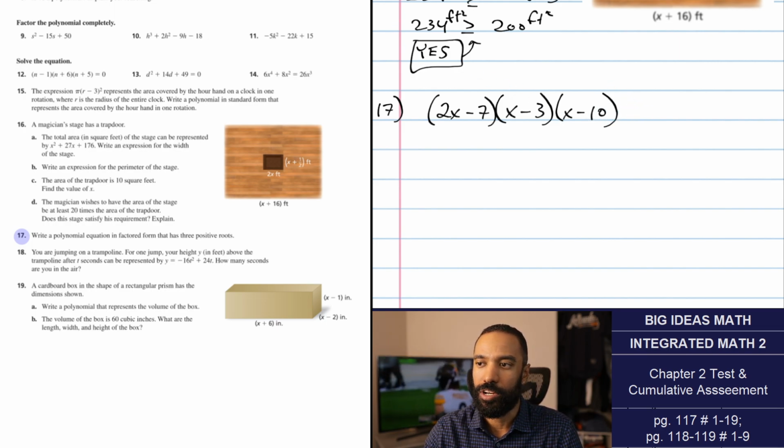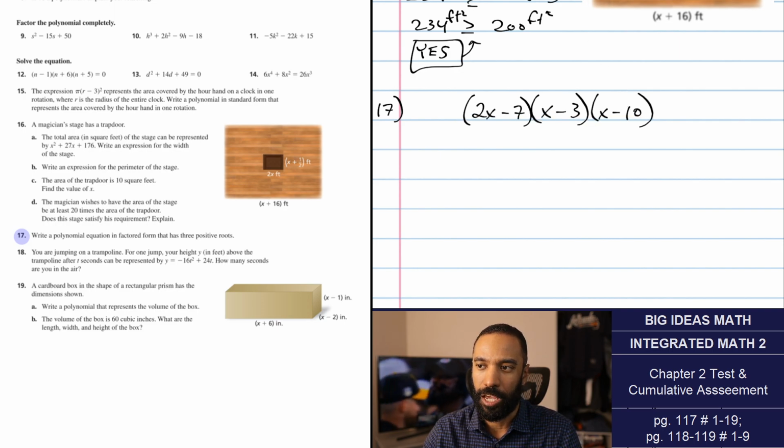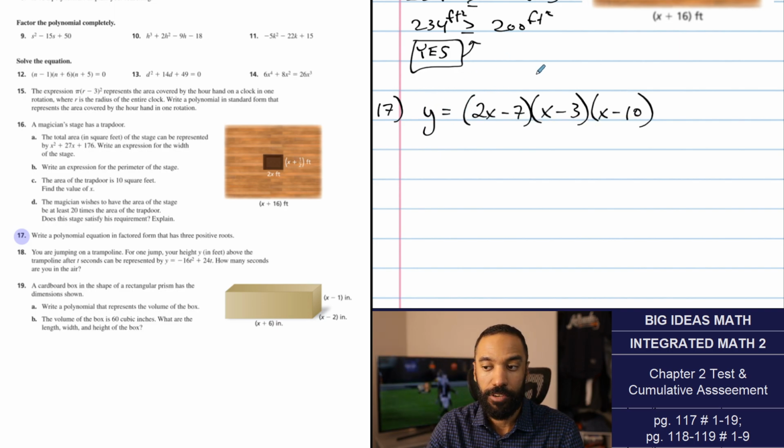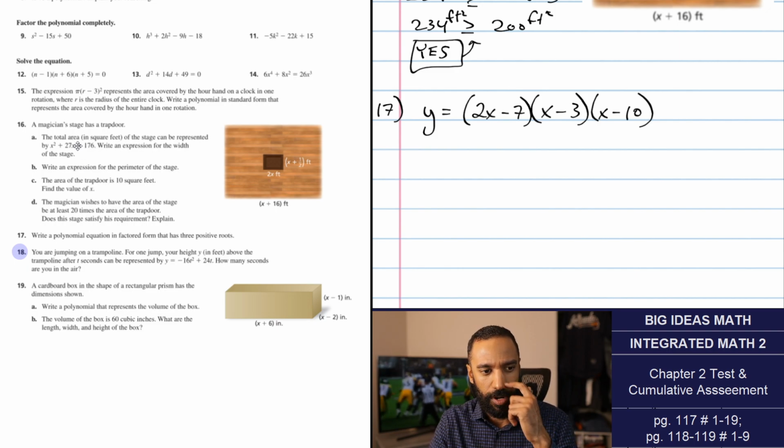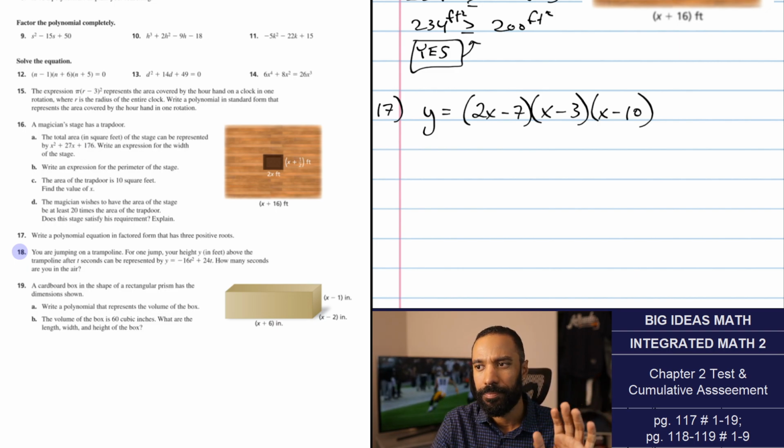They said write the equation in factored form, so I think I really need a y equals here. And they said factored form. They didn't say distribute, so that's it. Kind of open-ended. I don't know what section that would go into. I guess section 2.4. The one before that would have probably been section 2.5.